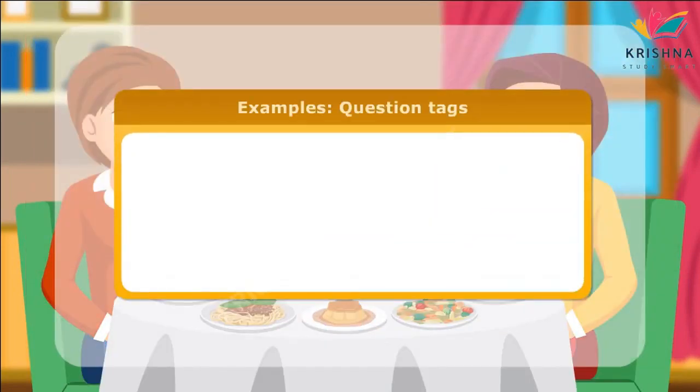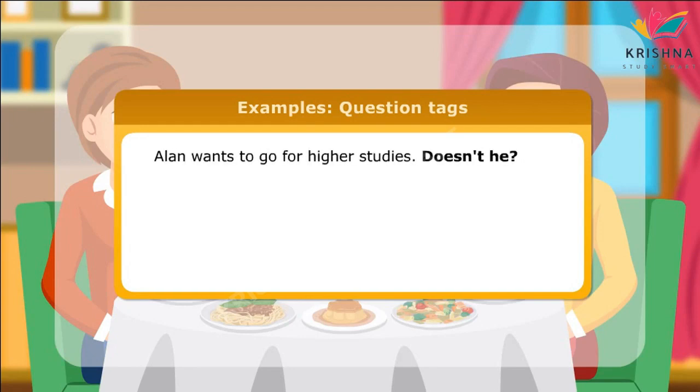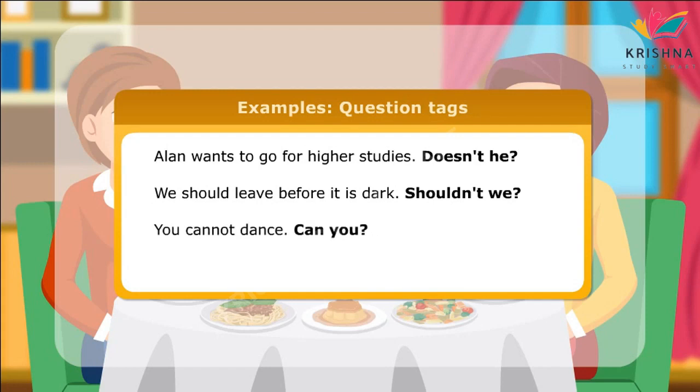Here are few more examples of statements followed by question tags. Alan wants to go for higher studies, doesn't he? We should leave before it is dark, shouldn't we? You cannot dance, can you? You won't go to the market today, will you?